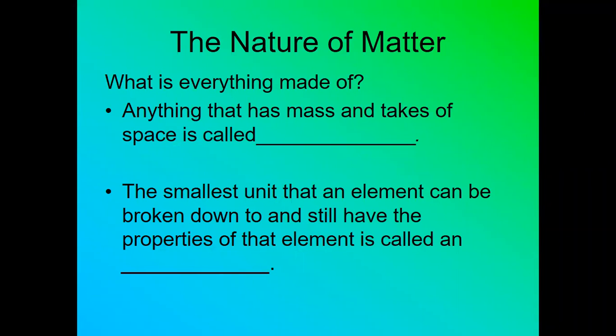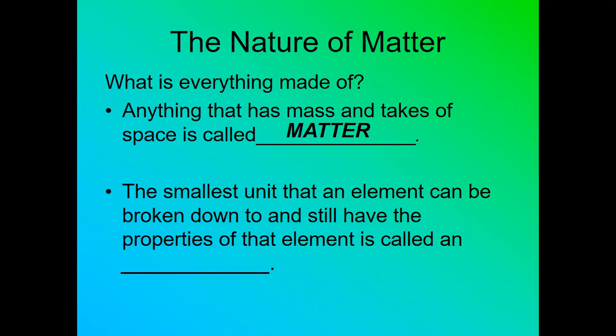What is everything made of? Floors and walls, vinegar, dogs, grass, mice. This is defined as anything that has mass and takes up space. It's matter, of course. It's what's all around you in liquid, solid, and gas form.